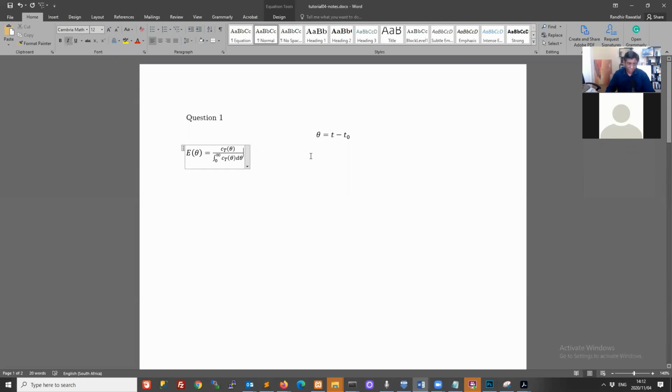Right, then that's how we can get E of theta. And is everyone clear about that? Are there any questions on how we arrived at this in the first place? Right, so if that's fine, then we can see that we could simply take our function CT.